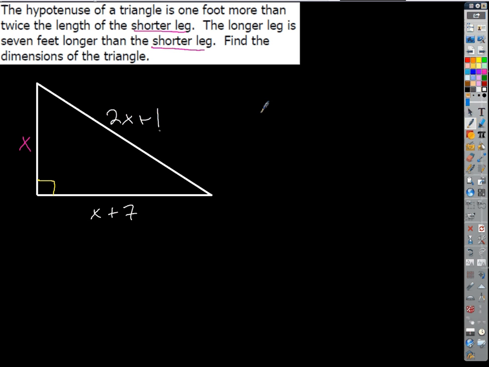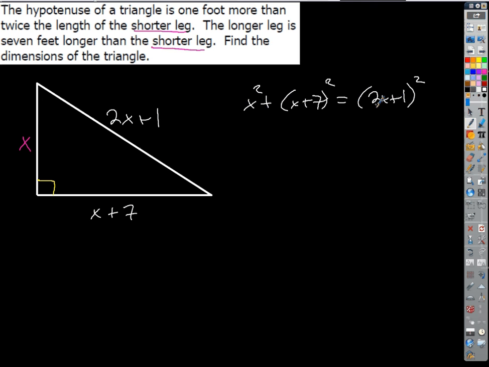So we could say that x squared plus x plus 7 quantity squared equals 2x plus 1 quantity squared. Now, can you see that this is going to be a quadratic equation? When I expand all this out, aren't I going to get x squareds there, and x squareds there? And when I combine all the like terms, I'll get x squareds, x's, and numbers, right?